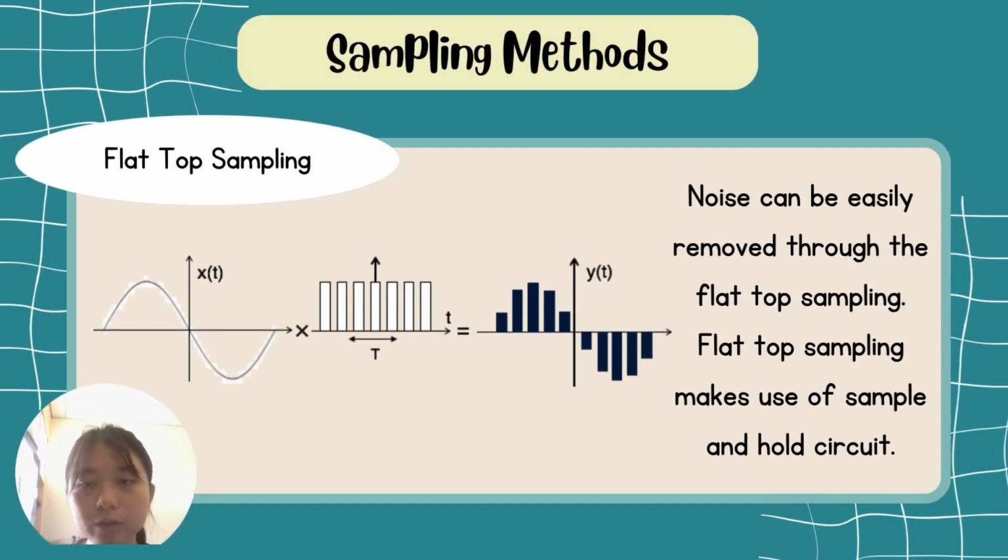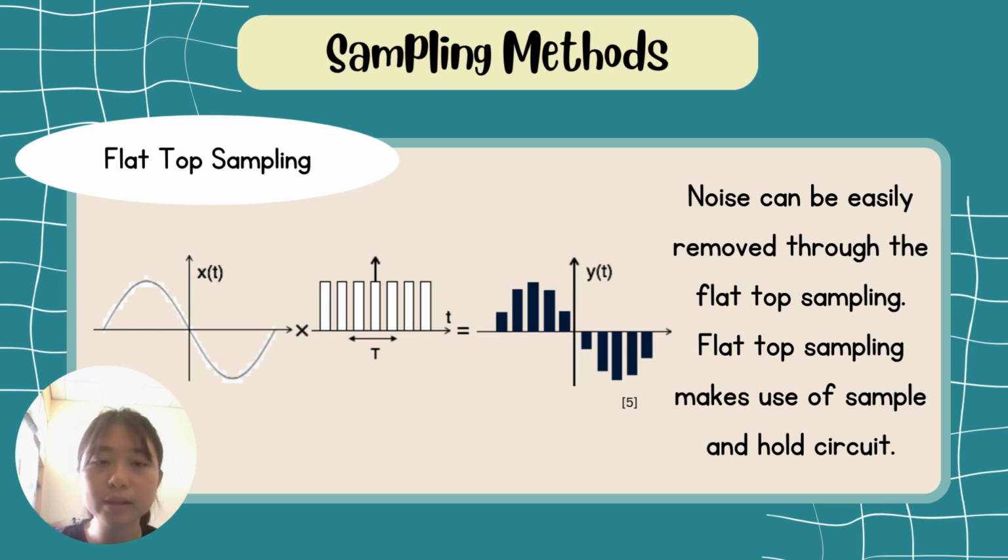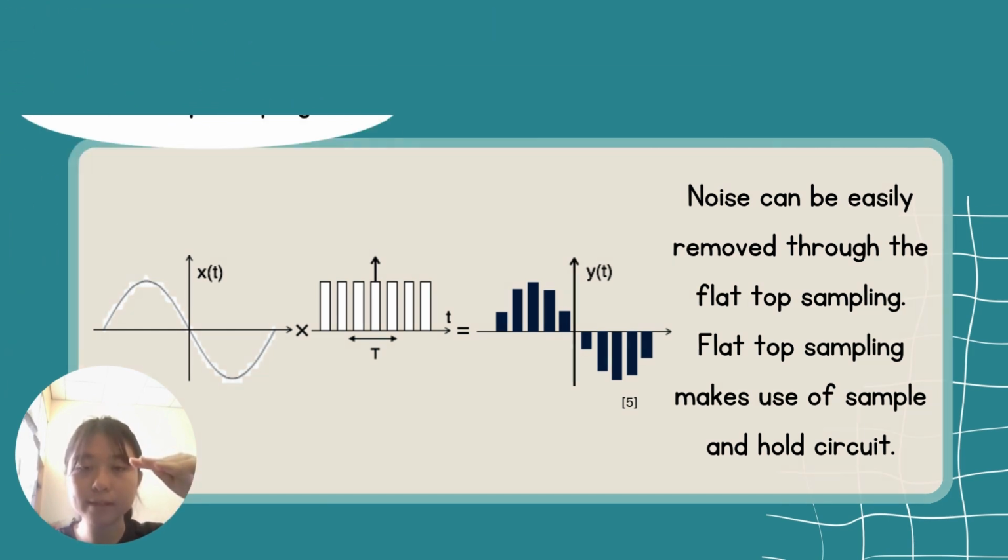And lastly, we have flat top sampling, where noise can be easily removed, and flat top sampling makes use of the sample and hold circuit. So for flat top sampling, it doesn't follow the curve that much, where it will still end up with a flat surface on top.